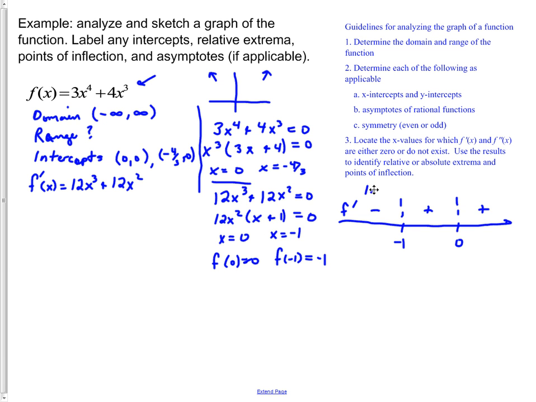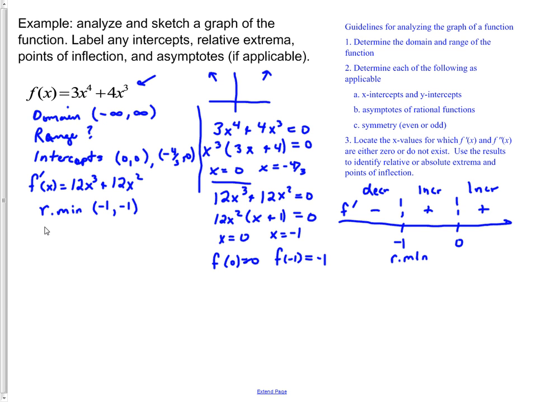So this is the kind of function where it's decreasing from negative infinity to negative 1. It's increasing from negative 1 to 0, and then increasing again. So our first derivative test tells us that if we go from decreasing to increasing, from negative to positive, that means we have a relative minimum here. And so we know that we have a relative minimum at the point negative 1, negative 1.